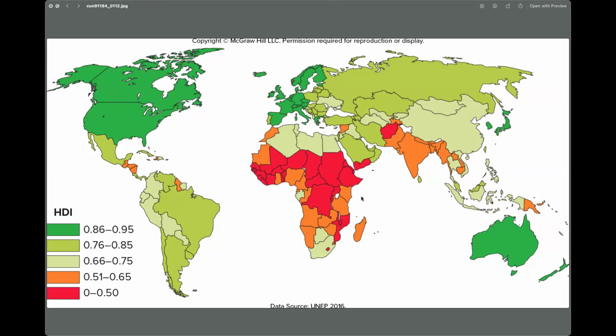This map is out of date. Sudan divided into two Sudans. There's now Southern Sudan, which happened after their civil war, so that it's no longer the largest country in Africa. I think the Democratic Republic of Congo would now be the largest country on the African continent.